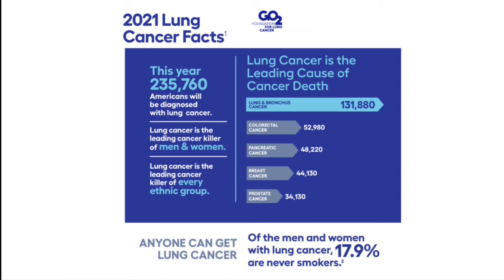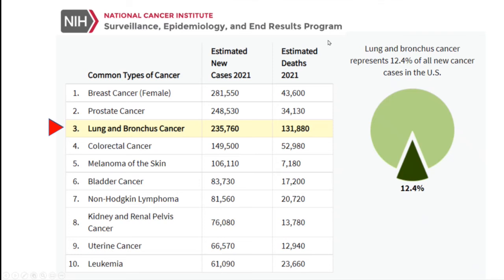It is important to note that up to 18% of patients who have lung cancer are never smokers or have a very remote history of smoking as well. So as you can see here, this is information that I pulled from the National Cancer Institute. There's something called the SEER database, or Surveillance, Epidemiology, and End Results Program. This is a database that tracks and records the number of cases of different types of cancers over time. And this provides some good statistics on incidence and prevalence.